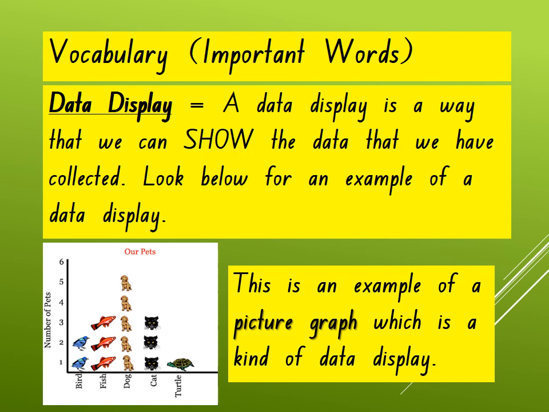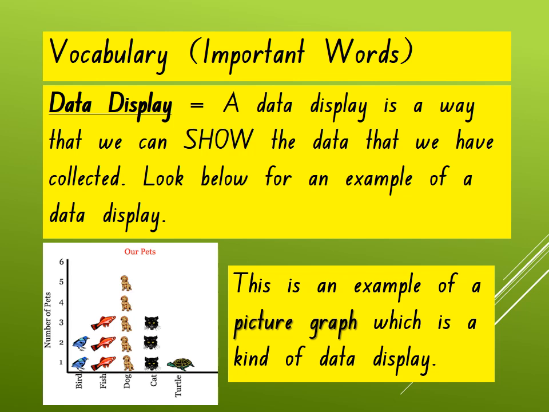Data display. A data display is a way that we can show the data that we have collected. Look below for an example of a data display. So if you have a look, here is a data display. It's called Our Pets, and it's got different groups of pets or types of animals. So I can see that there are birds, fish, dogs, cats, and turtles.